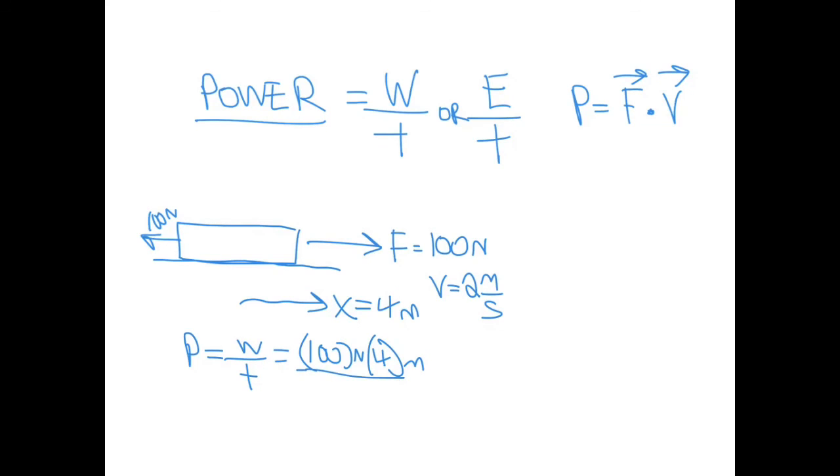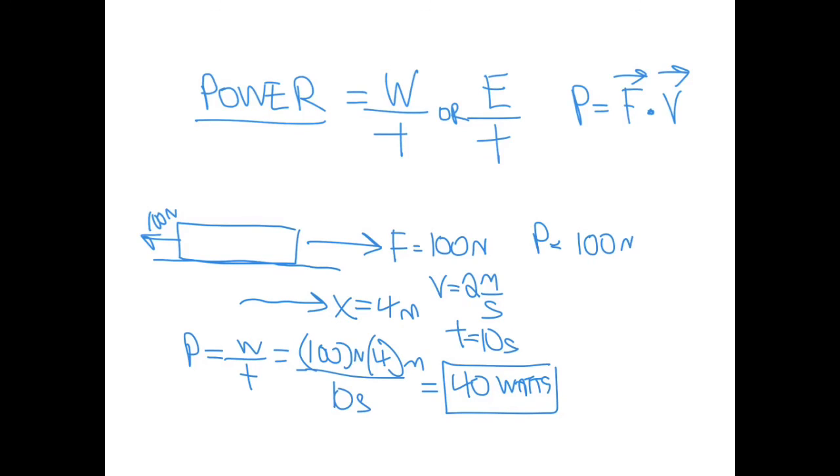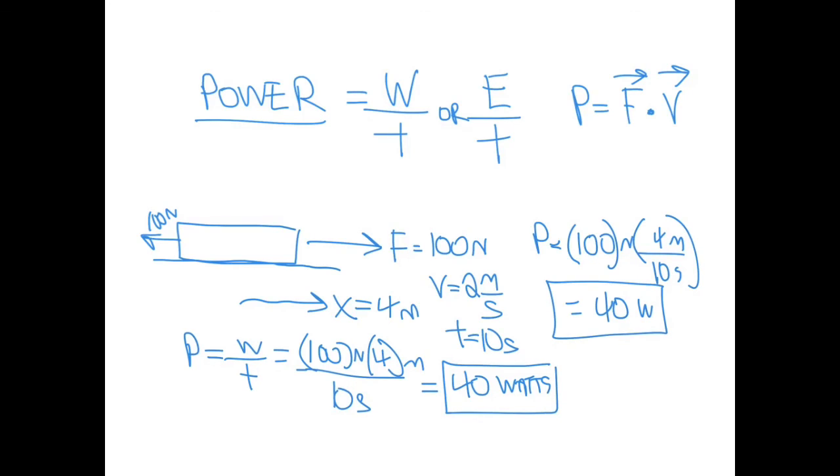And we need to know the time. So let's just say that the time here was 10 seconds, something like that. So we'd have 400 joules over 10 seconds, or 40 watts of power. If we had just looked at that from a force times velocity situation, we could have said the force was 100 newtons and the velocity would be just the change in displacement over time, or 4 meters over 10 seconds. So 0.4 meters per second times 100 would be 40 watts, same thing.